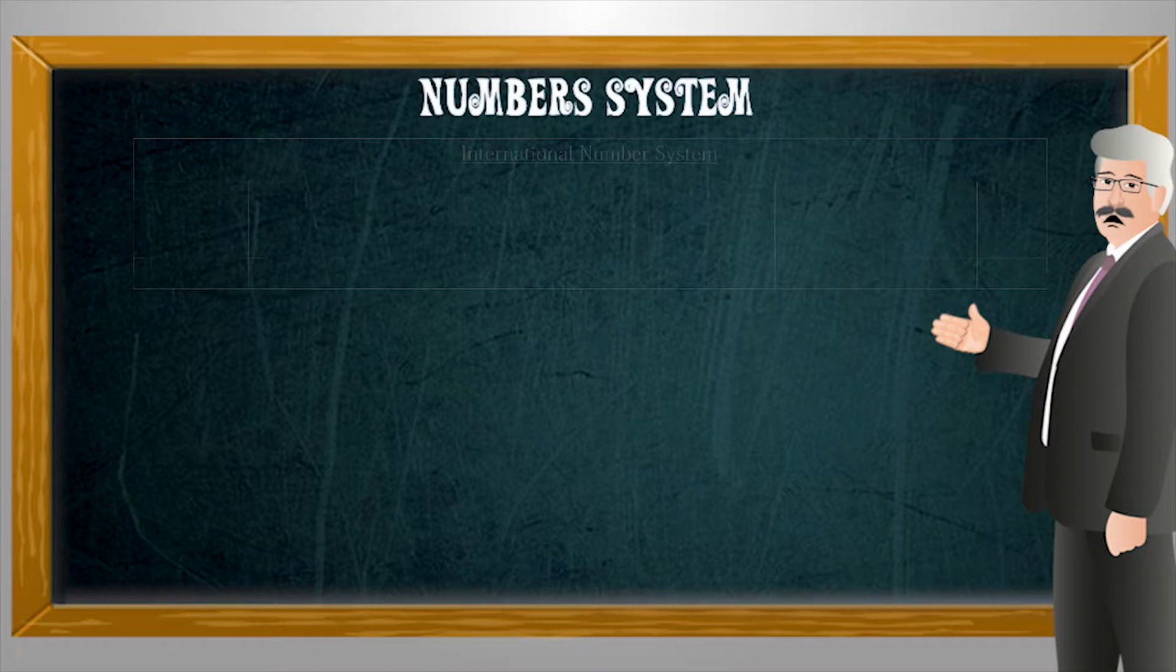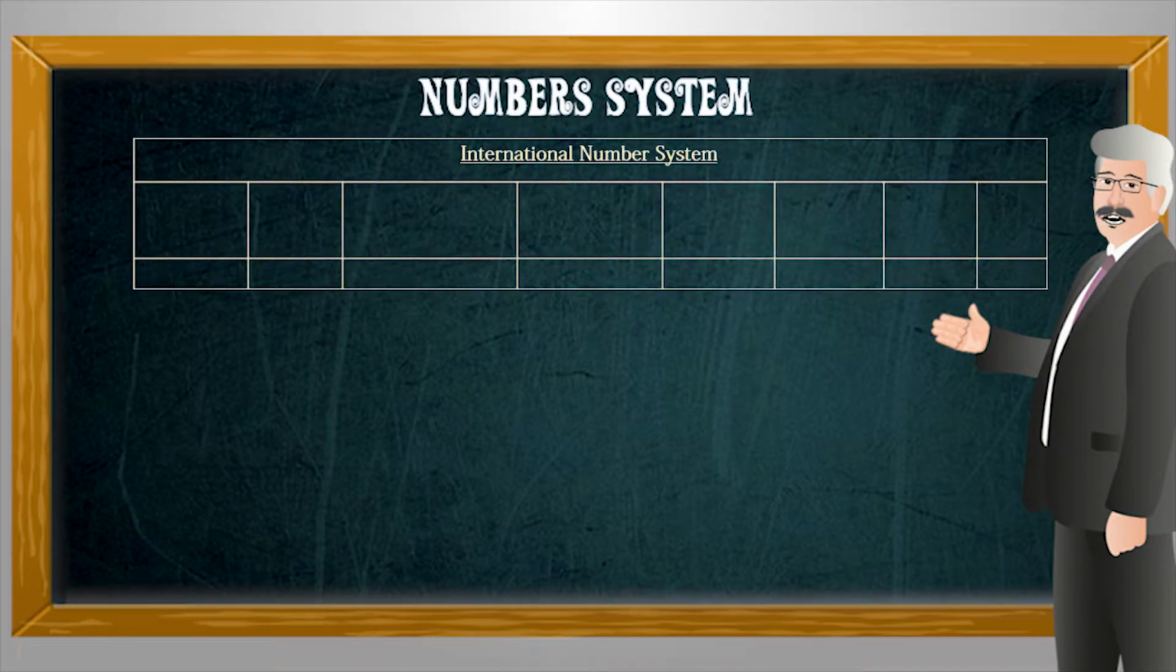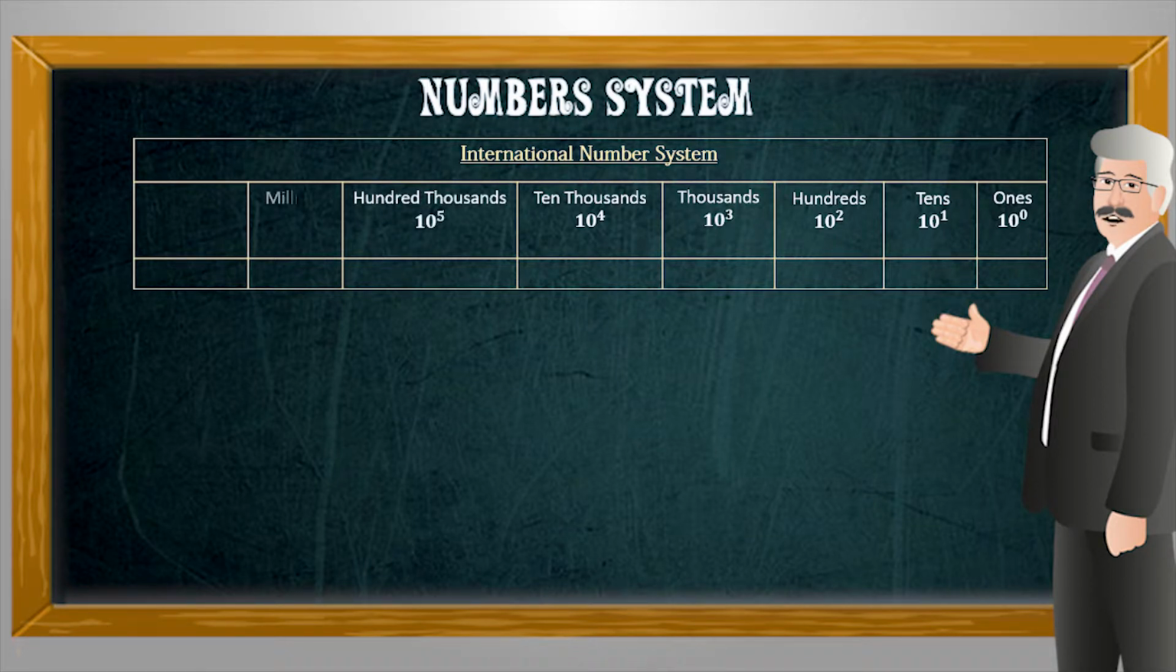So, how do we represent a number in the international number system? To represent a number based on the international number system, first, the digits are placed from right to left under the places labeled as ones, tens, hundreds, thousands, 10,000s, 100,000s, millions, and so on. They are also read in a similar order accordingly.